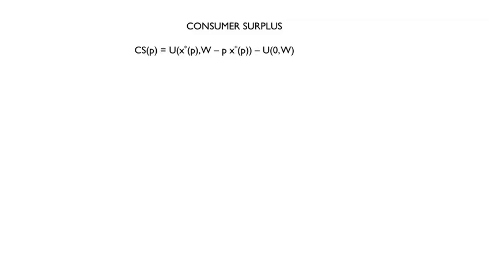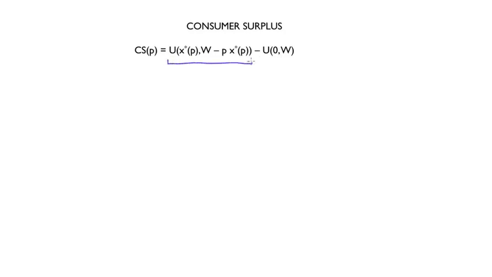A critical concept in studying the welfare of the consumer is the notion of consumer surplus. We're going to denote by CS of P the consumer surplus of the consumer at price P. And the definition of what the consumer surplus at price P is exactly what is given here. It's the difference between two terms. Let's think about what this term means.